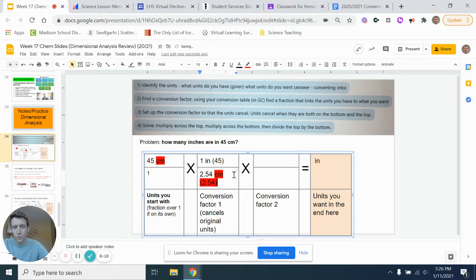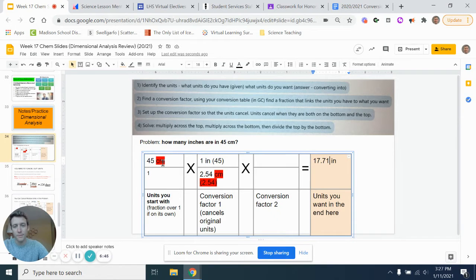It's 2.54. So I'm going to have to divide 45 by 2.54 to get my answer here. So I'm going to bust out my calculator, which is on my smartphone. So 45 divided by 2.54, and my final answer is going to be 17.71.